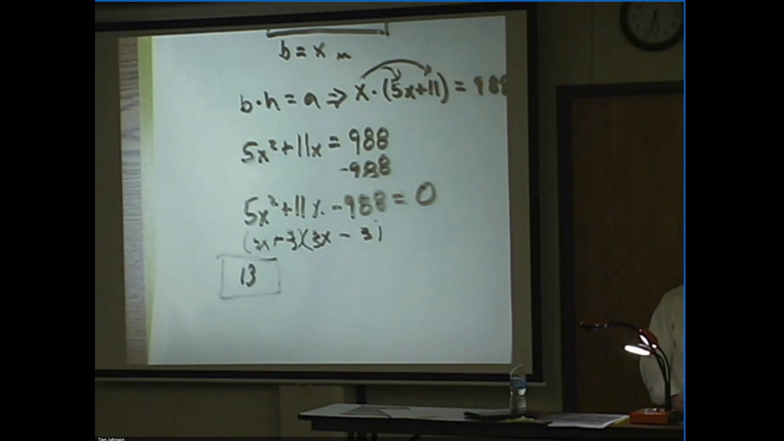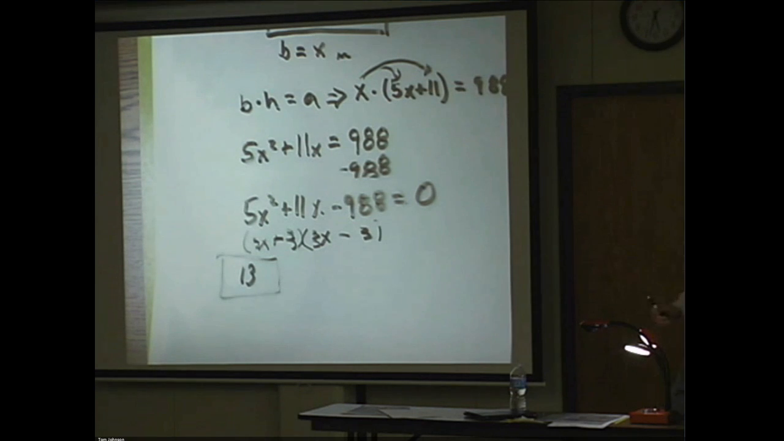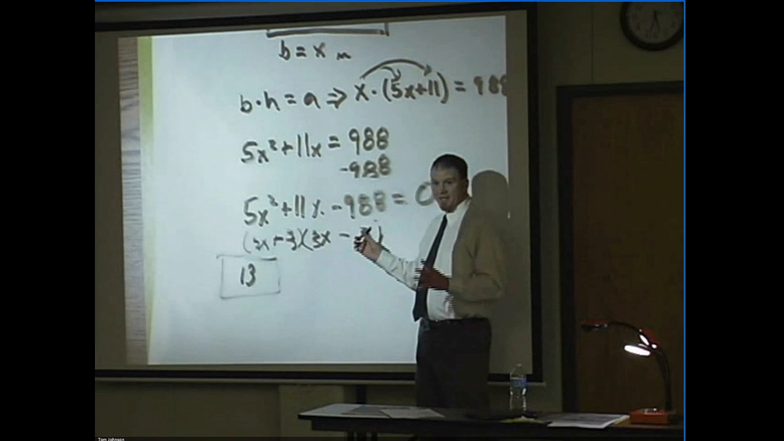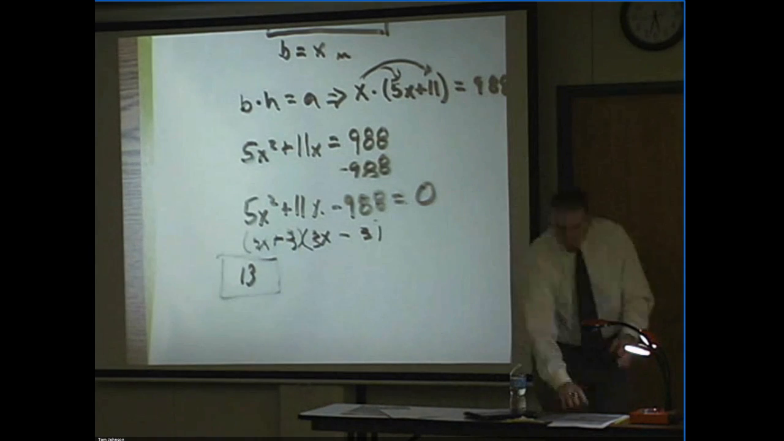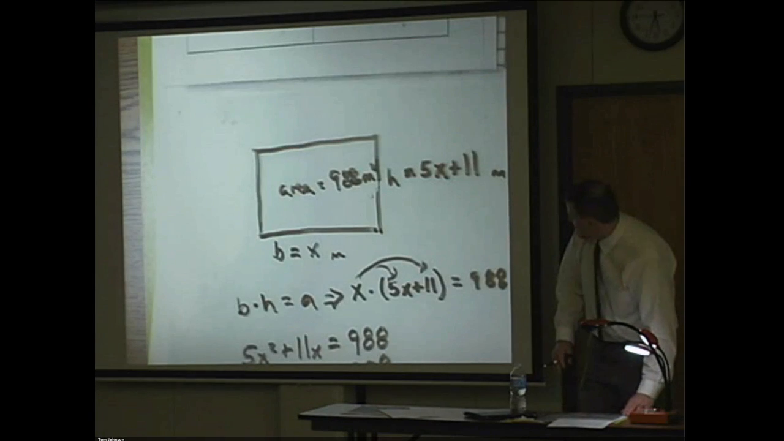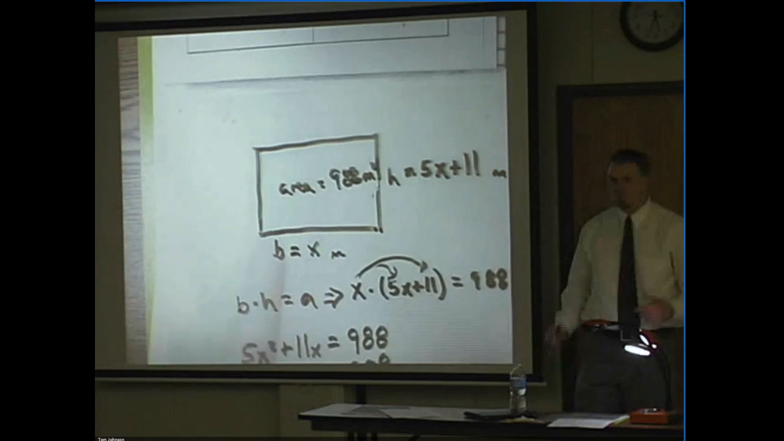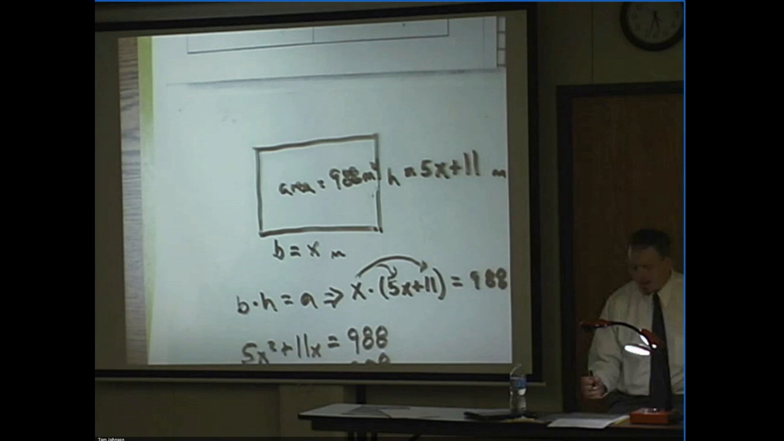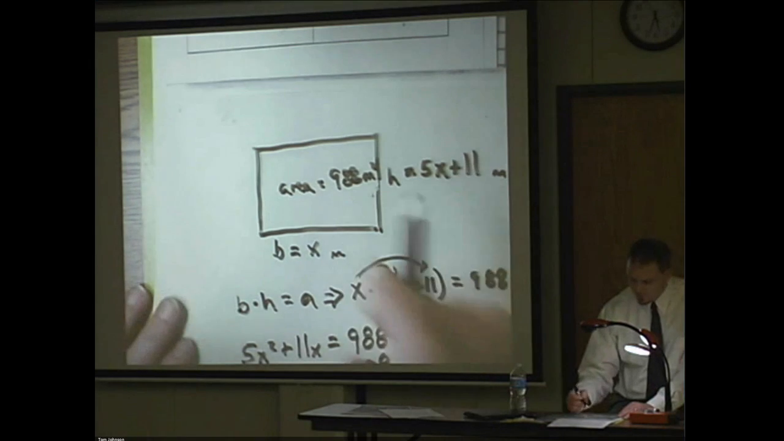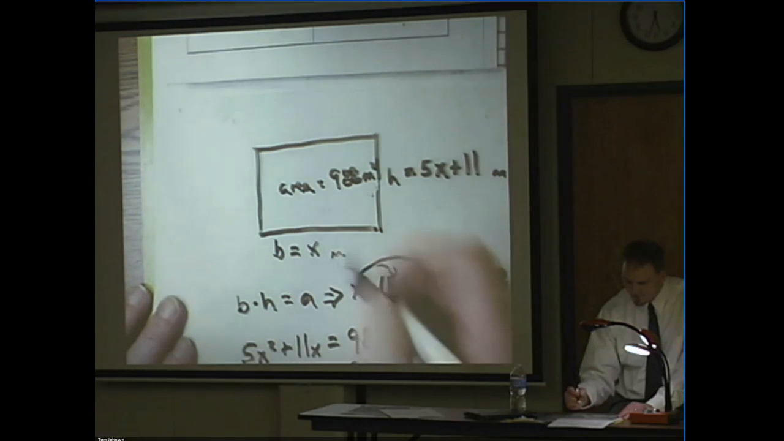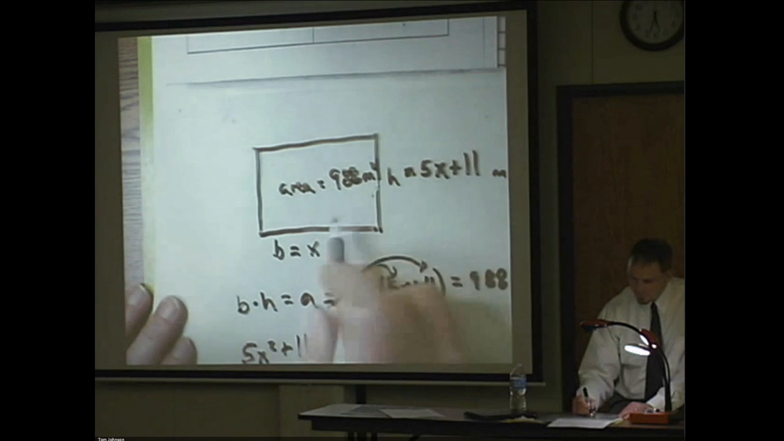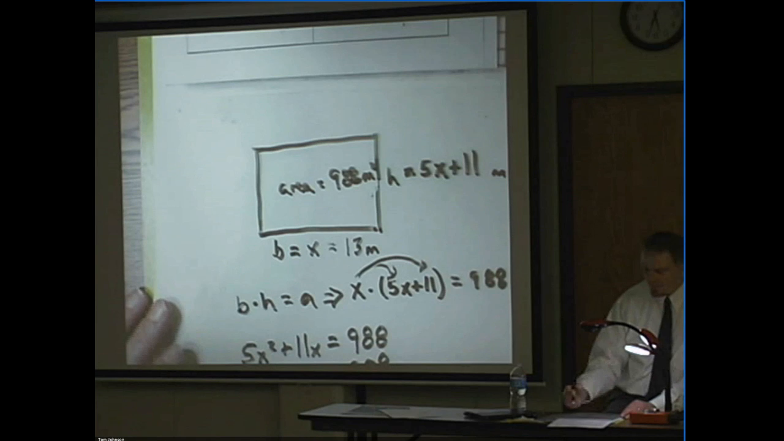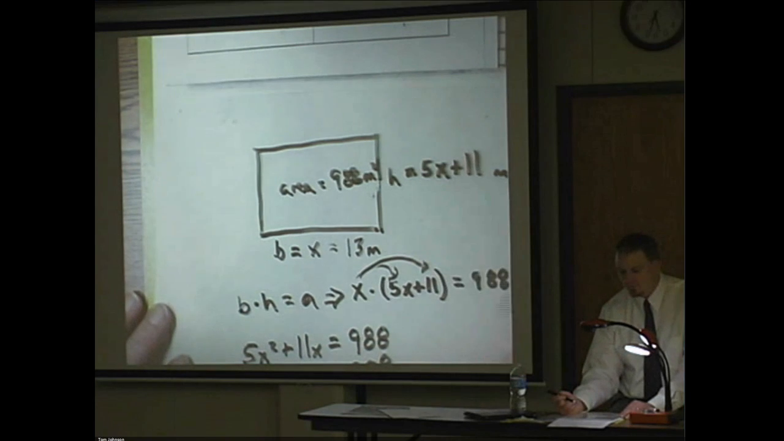So with the solver, it's going to make it easier for me because I know, like I said, one of these answers is going to be a negative. And when we're talking about measurement, can I have a side of the rectangle be a negative number? No. So we find out here that x is then equal to 13. So x equals 13 meters. Well, what does that mean that h is going to equal?